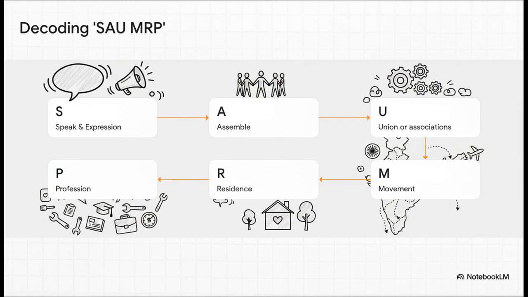S is for speech and expression. A is for the right to assemble peacefully. U is to form unions. M is for free movement throughout the country. R is for residence anywhere you want. And P is for profession. Boom. All 6 freedoms, perfectly in order.